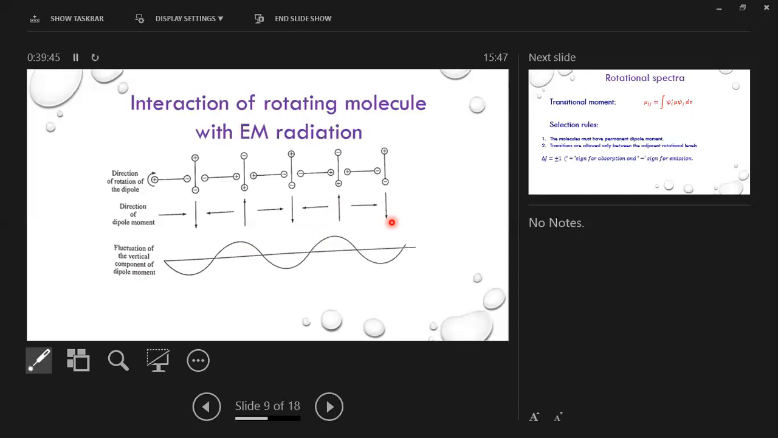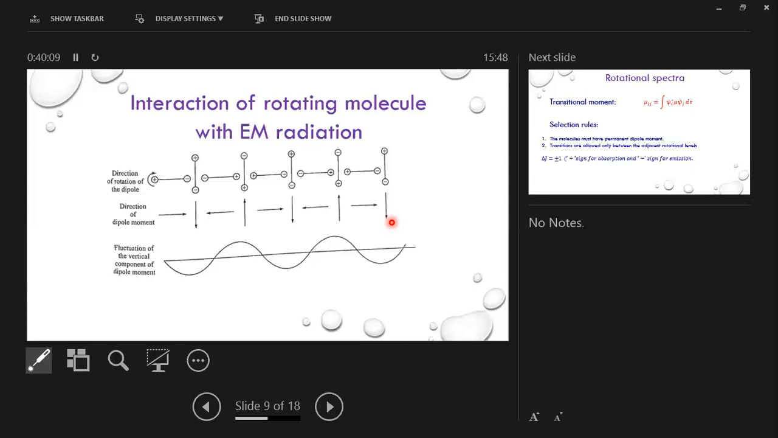If it does not have a permanent dipole moment, first let me clear two things. If it does not have a permanent dipole moment, it will not interact with the electromagnetic field. Do you agree? If the atom does not have any permanent dipole moment, then obviously it will not interact with the EM field.